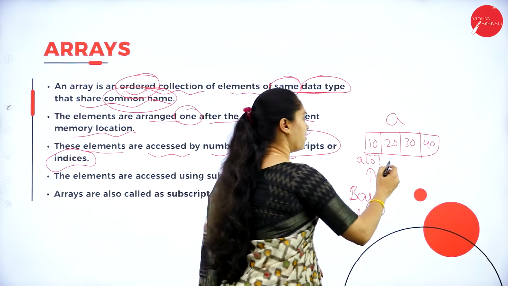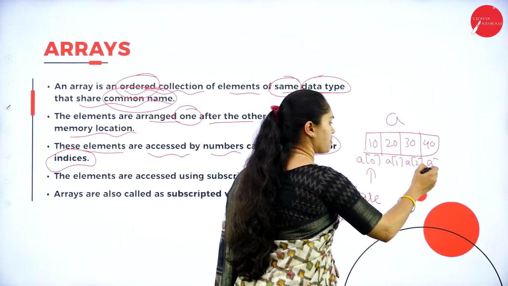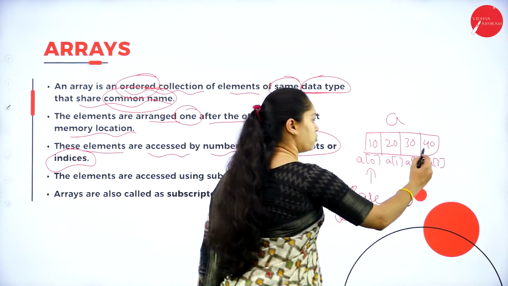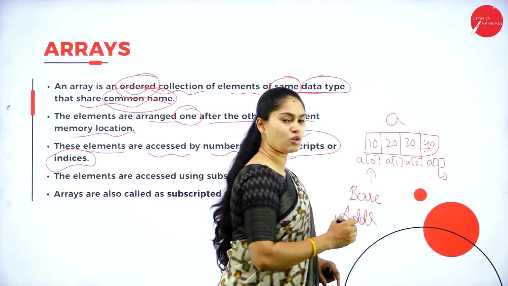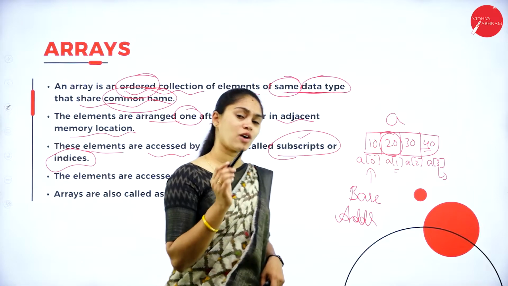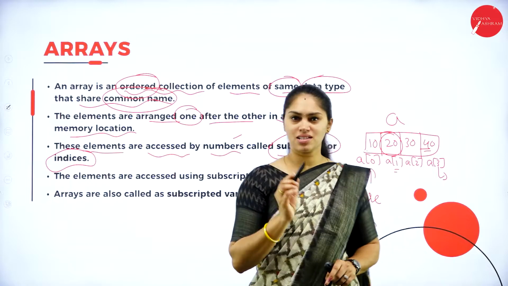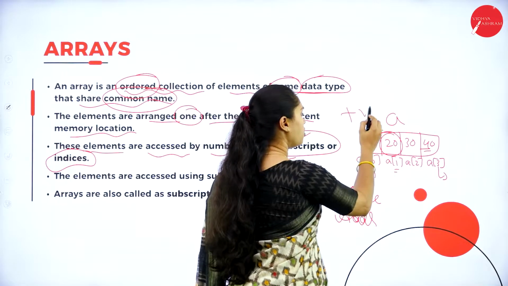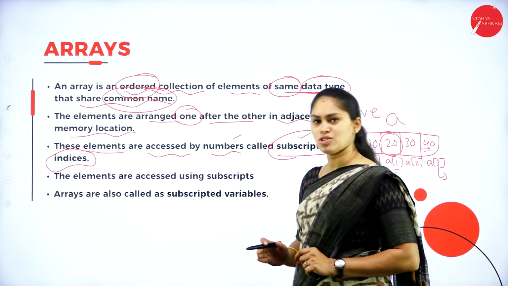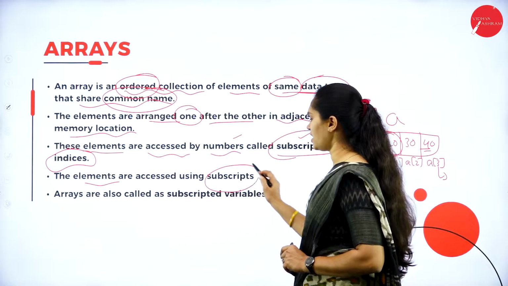So here, I take a of 1, this is a of 2, and this is a of 3, right? Then what is the location of the element 40? That is 3. What is the location of the element 20? That is 1. So how are we going to access the elements of an array? By some numbers. Those numbers need to be always positive and should start with 0. The first index or first subscript of an array is always 0.